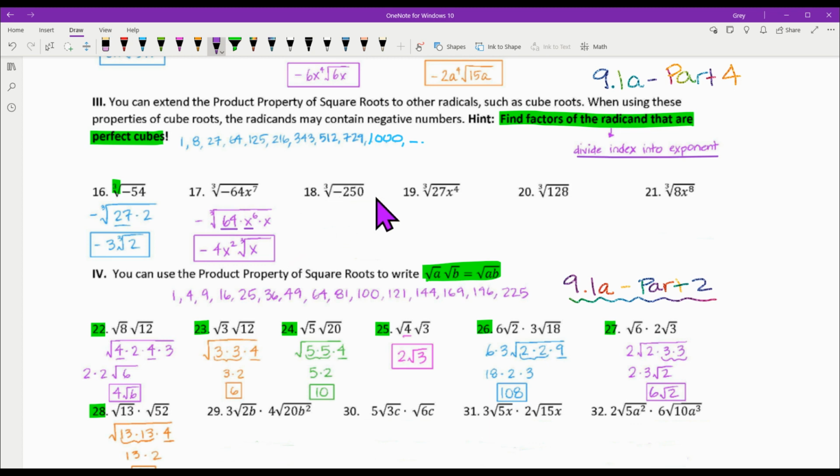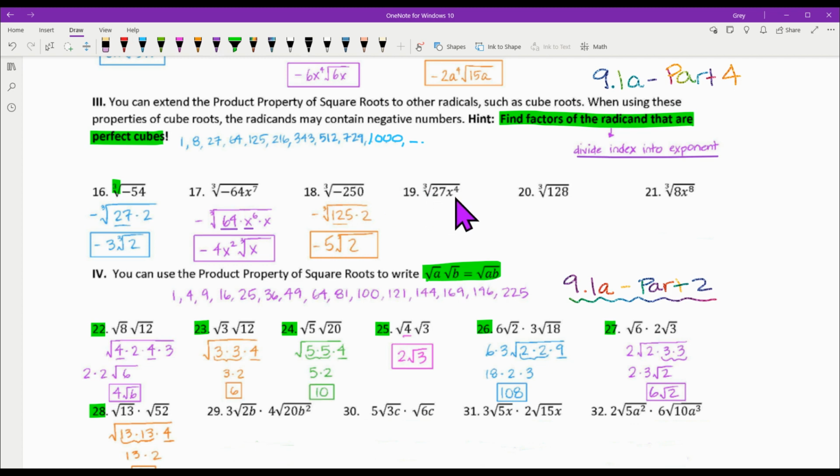Cube root of negative 250. Negative's going to come out, and 250 is going to be 125 times 2. 125, it's in that list. Cube root of 125 is 5, so this is negative 5 cube roots of 2.